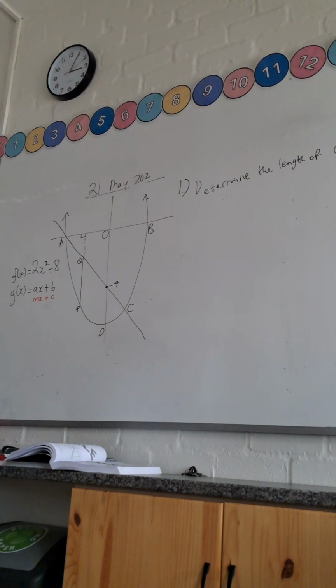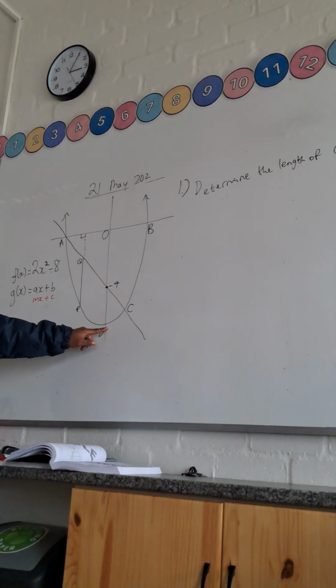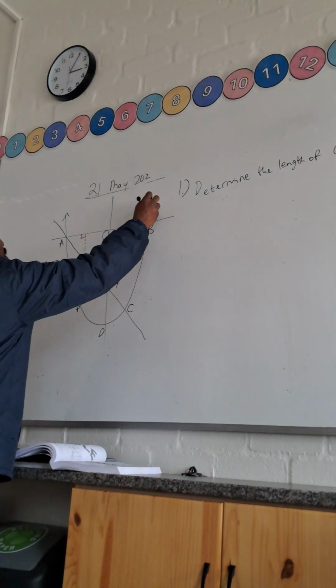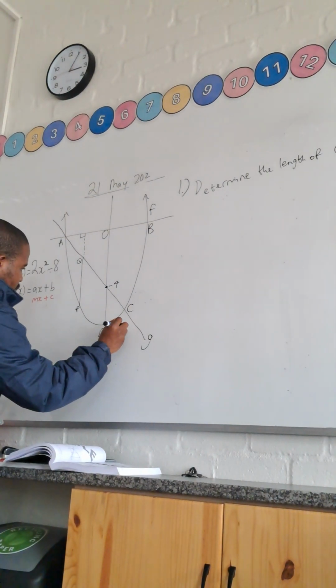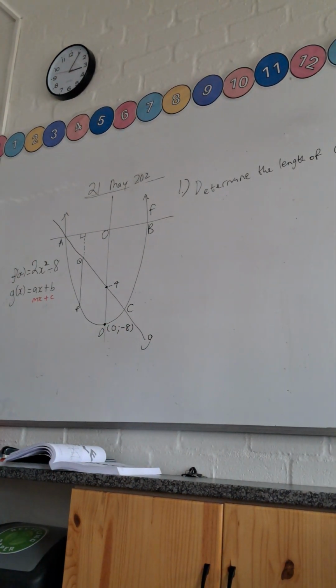So what suggestions do you have on determining the length of OD? Actually, you have enough information to work it out. O is the origin. Yeah. To D. What is D? Look at the parabola. It's the turning point. The parabola is F, the straight line is G. So you have the information about the turning point from the formula, right? So what are the coordinates of the turning point? 0, -8. Sorry, 0 and -8. So from there you should be able to tell me what the length of OD is.